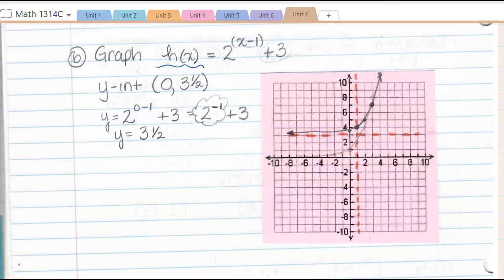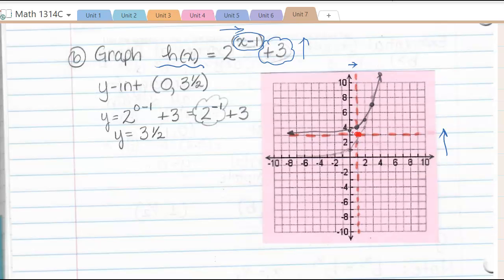Let's go to part B, where we're being asked to graph the function h of x, where h of x is equal to 2 to the exponent of x minus 1, plus 3. We can see that in parentheses we have our x minus 1, so it's going to cause our graph to shift over to the right one. The plus 3 will cause my graph to shift up 3. We can see those right here in my dashed red lines where I moved up 3 units and to the right 1 unit, creating my new origin at this point.